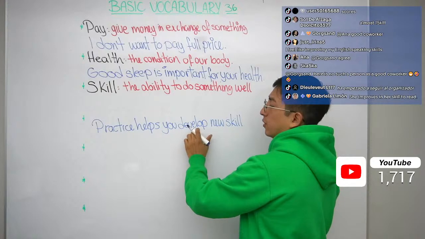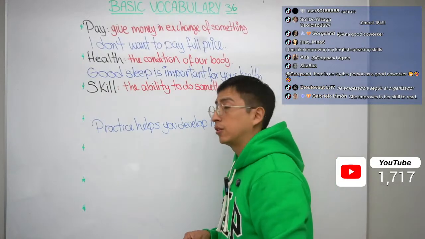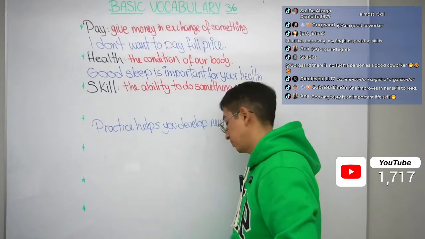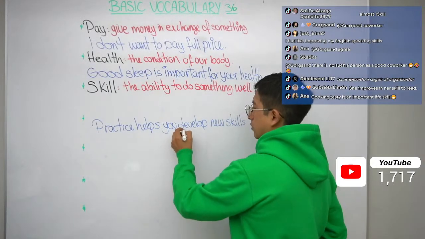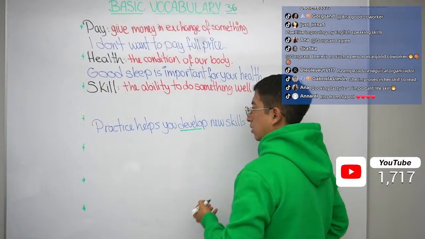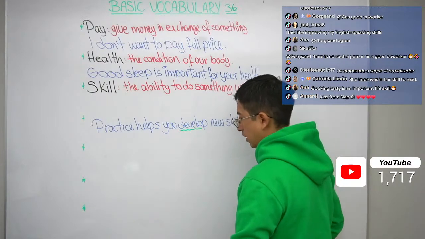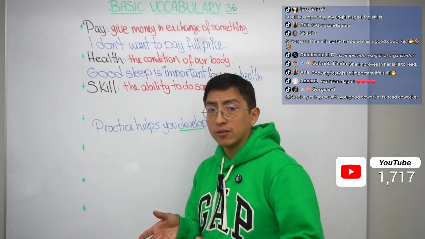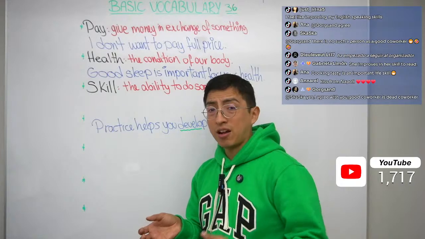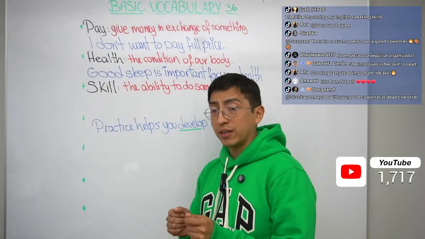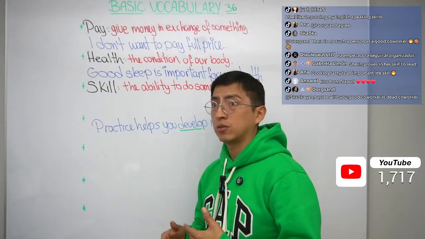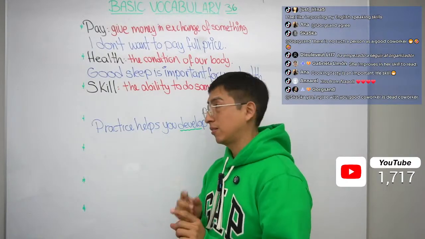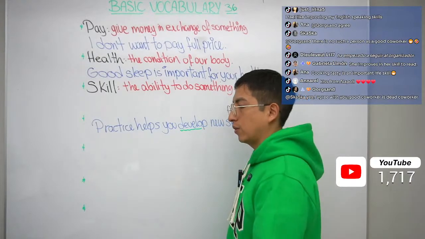So this is the first one, okay? Develop a skill or develop a new skill. If you want to develop a new skill, you have to practice. You have to take some lessons. I don't know, maybe you want to play the guitar, or any other instrument, you need to take lessons and practice as much as you can. That's the first thing. Now, what else can we say here?